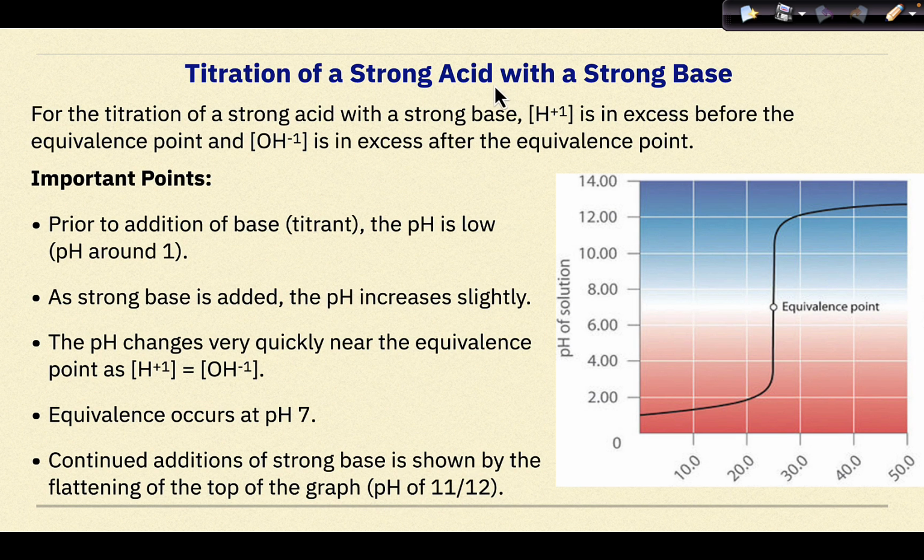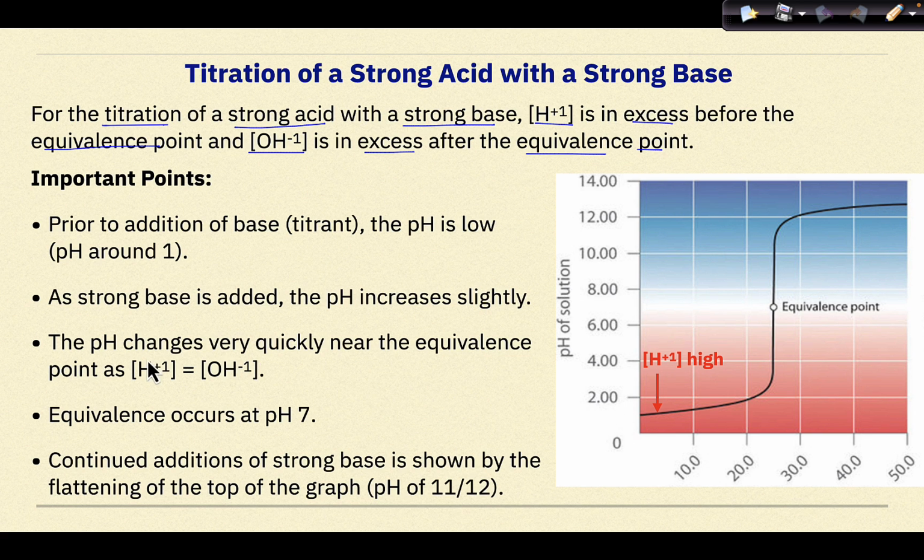Titration of a strong acid with a strong base. For the titration of a strong acid with a strong base, hydrogen ion concentration is in excess before the equivalence point, and hydroxide ion concentration is in excess after the equivalence point. Important points. Prior to the addition of base, the titrant, the pH is low. In other words, the pH is around 1, as we see right here.